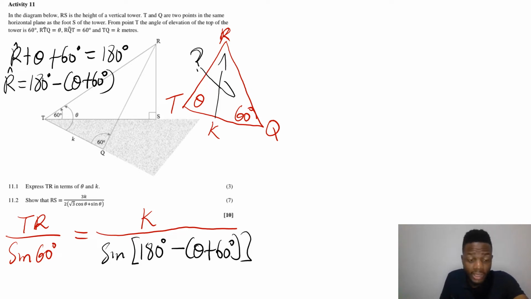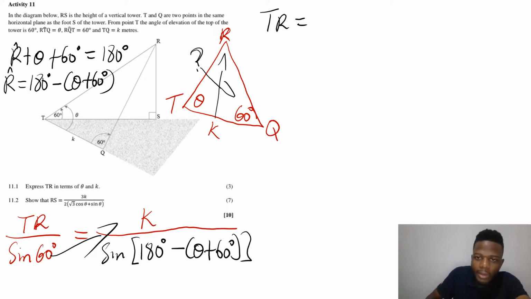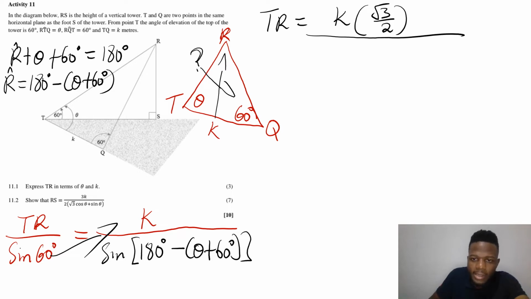Then because we need to find TR, we must make TR the subject of the formula, or we must remove everything that is close to TR. And we're having sine 60 degrees here. It means it will go and multiply a K there. So TR is going to be K multiplied by sine 60. Sine 60 is going to give us root of 3 over 2. Then divide by sine of theta plus 60 degrees.